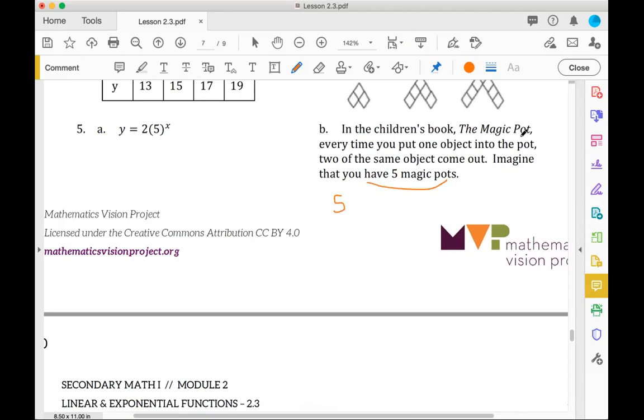Maybe drawing this out. So, every time you put one object into the pot, so maybe let's draw a pot. Every time one goes in, 2 of the same object come out. And we have 5 versions of these. So we have 5 versions of this pot, and they produce 2 every time we put one in.